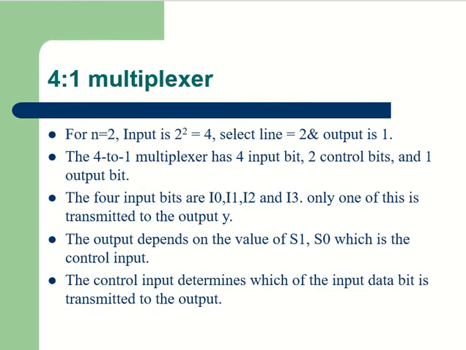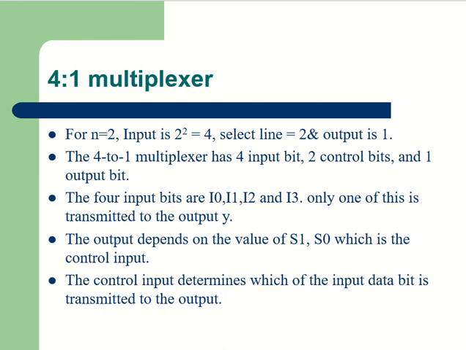The next one is the 4 is to 1 multiplexer, wherein for n equal to 2, the number of inputs is 2 to the power of 2, that is 4, and it will have n select lines, that is 2 in this case, and 1 output. So a 4 is to 1 multiplexer will have 4 input lines, 2 control bits, nothing but select lines, and 1 output bit.